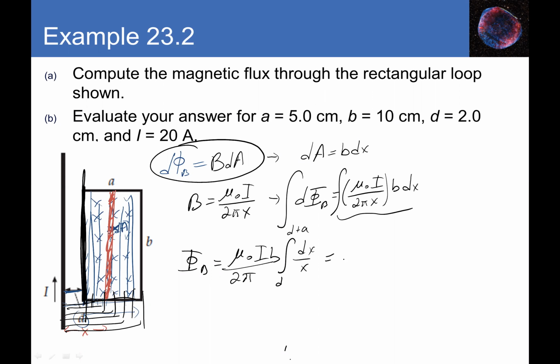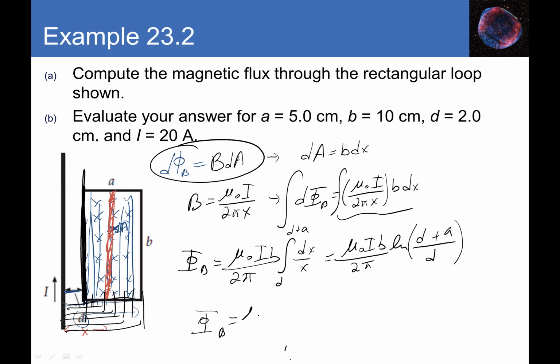Well, it's a simple integral. It's basically ln x. So we get mu naught times current times b divided by 2 pi, and then here we get ln of the upper limit d plus a over the lower, which is d. So this is then the flux. And the next thing we do is just plug in all the values.